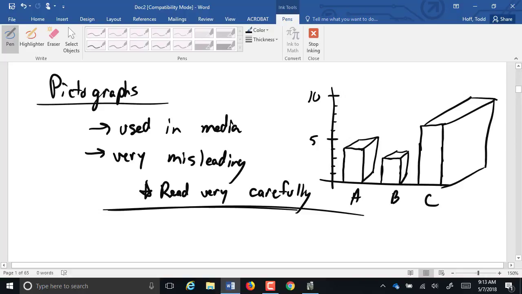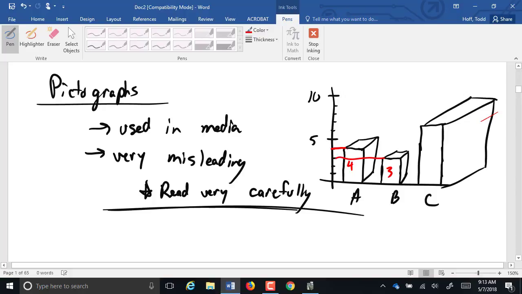Which one's the biggest? C is. But if you read it, all that's really being read here is this front bar. Now notice I was careful, I made them all the same width. I didn't cheat on that, but I cheated on the depth. A really has a value of 4, B a value of 3.